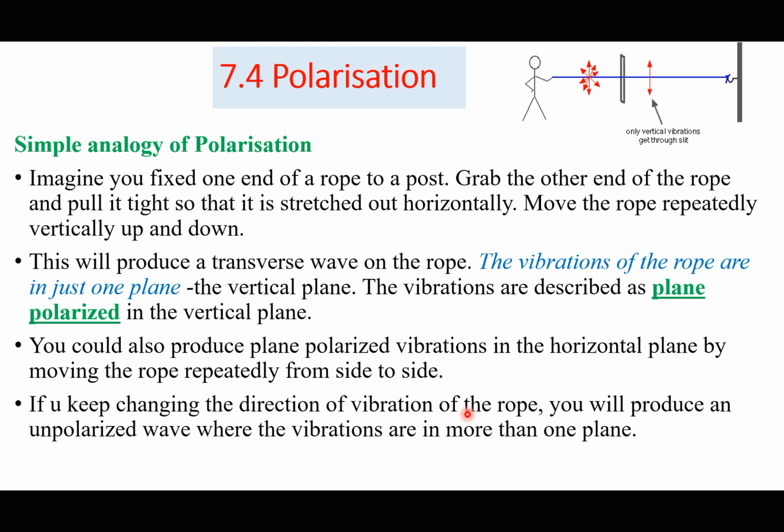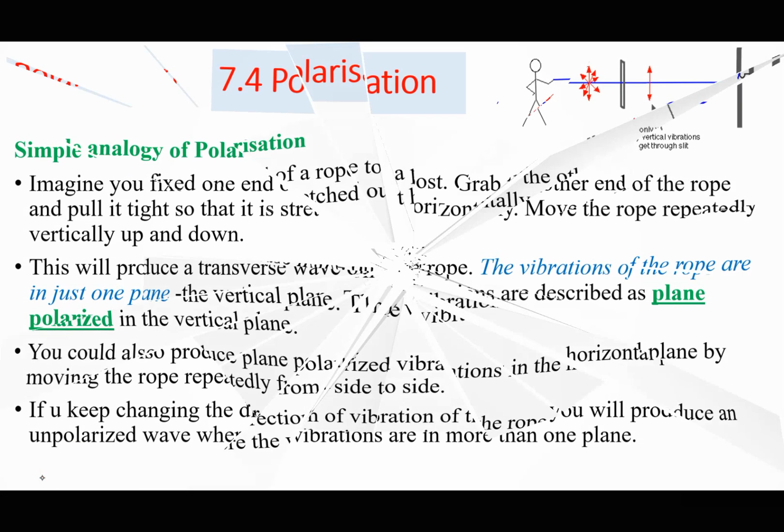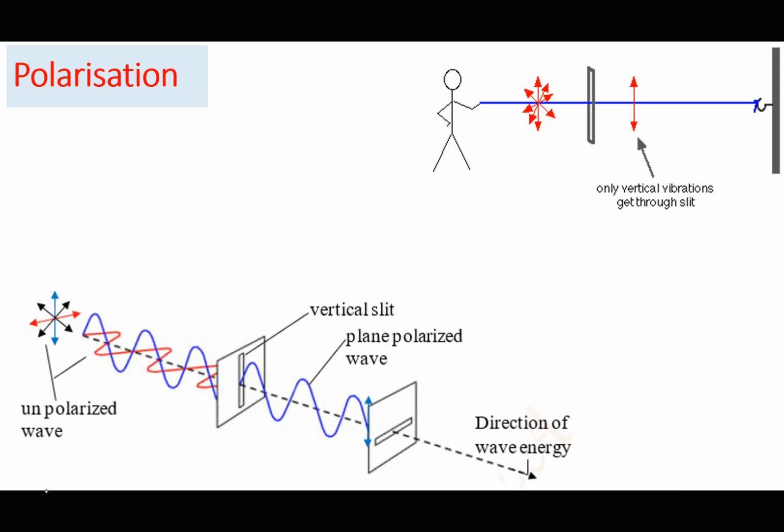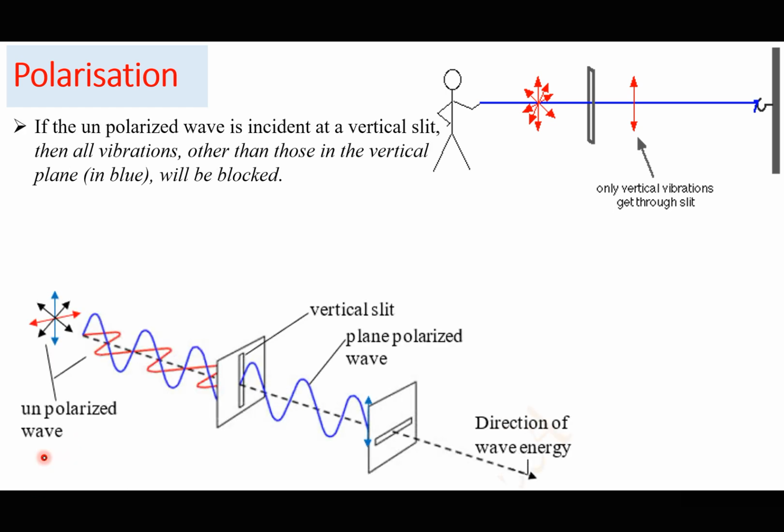But we are interested in polarization. So if the unpolarized wave is incident at a vertical slit, for example, this one here. Now we have here vibrations in more than one plane, because we said we could move the rope in several other planes, in several directions, keeping changing directions so that we produce vibrations in more than one plane. And then these vibrations are directed to a vertical slit as this one here.